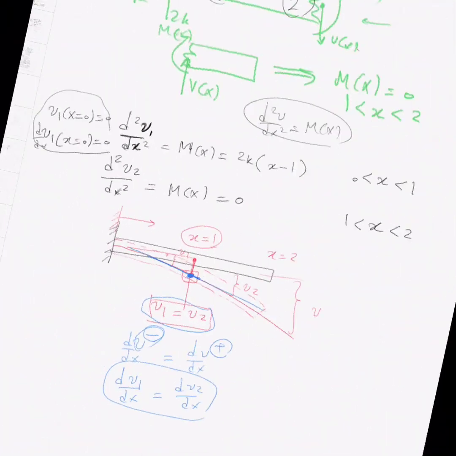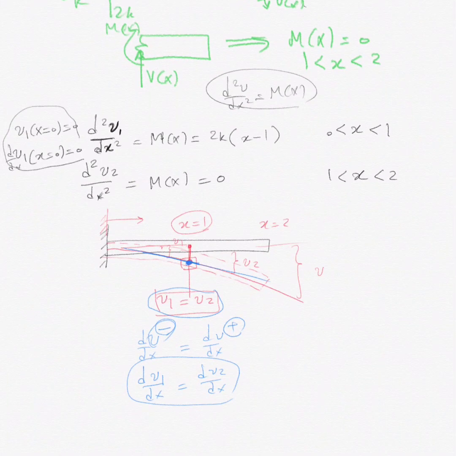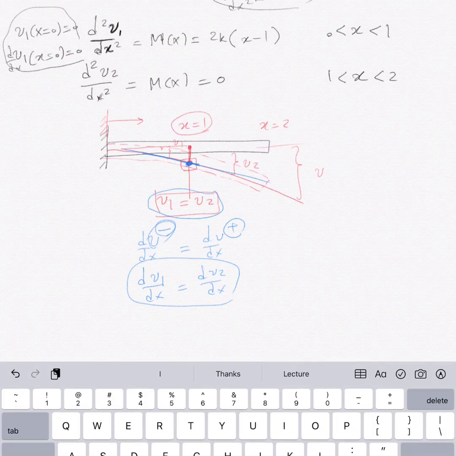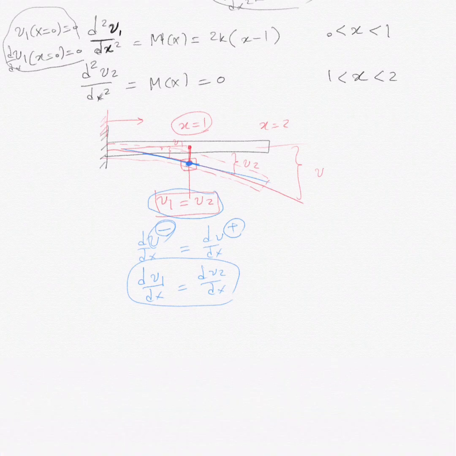The first additional condition says v1, which is the deflection just before point 1, is equal to v2, which is the deflection just after point 1. The second condition says the derivative of deflection, which is the slope at point 1 just before that, dv1/dx, is equal to the slope just after that, dv2/dx. So I have four boundary conditions.